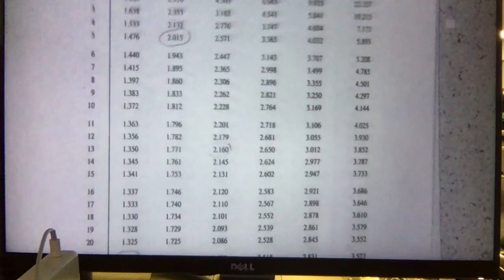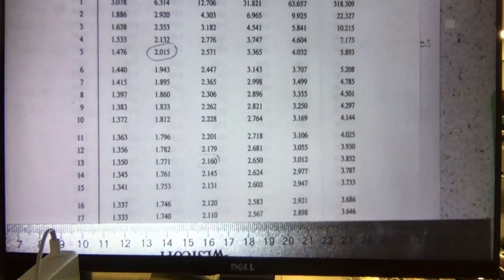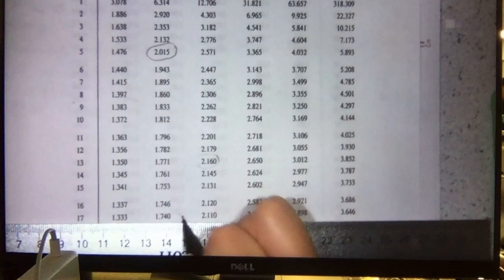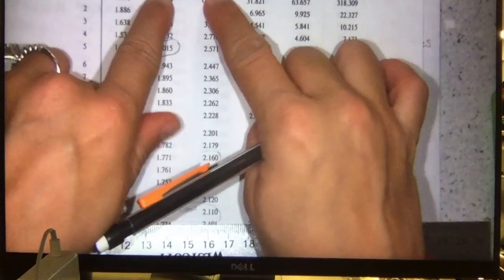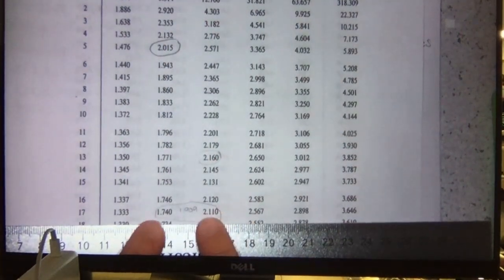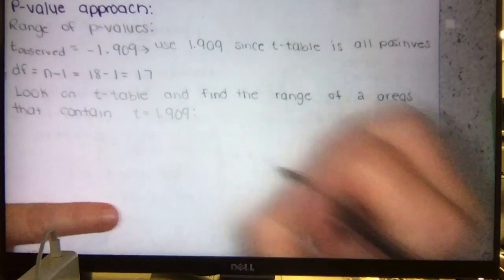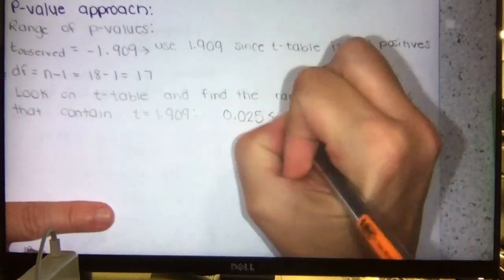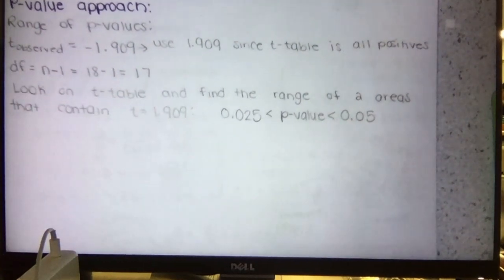So real quick, I'm going to show this again, but let's go to our t table. We know our degrees of freedom is 17, so let's look right there. And we're looking for our area that goes between 1.909. So it looks like 1.909 is between these two t values, so it's between these two areas, 0.05 and 0.025. That 1.909 lies between these two p-values. Whenever we write this, we want to write it from least to greatest. So 0.025 is less than our p-value, is less than 0.05, which is saying our p-value lies between those two areas.